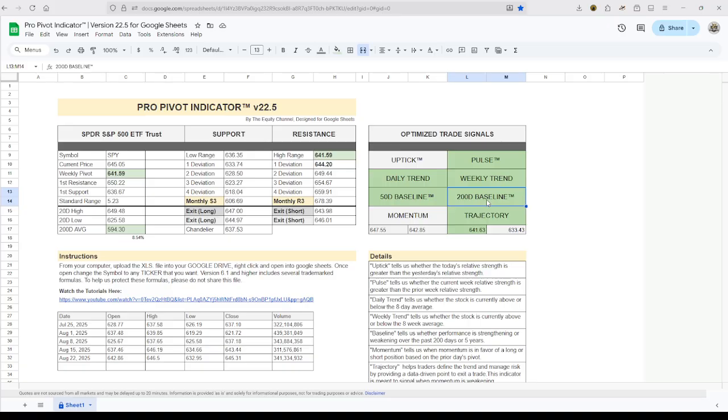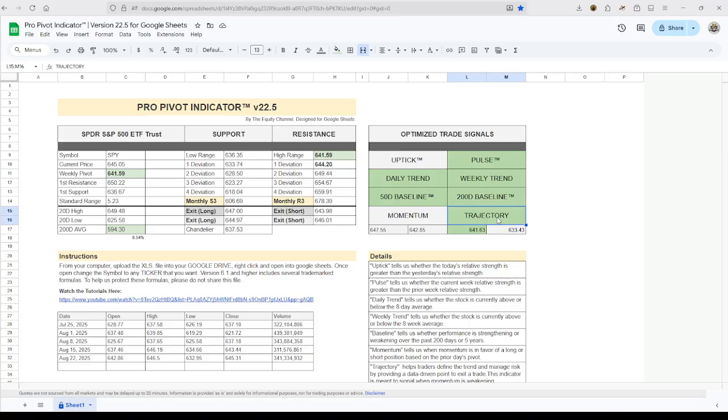Back on the trading side here, we have the momentum and the trajectory. These two, oh my goodness, these two right here are the creme de la creme of trading signals. All right. So let's be clear about this part first. All right. I'm going to start here with the trajectory.